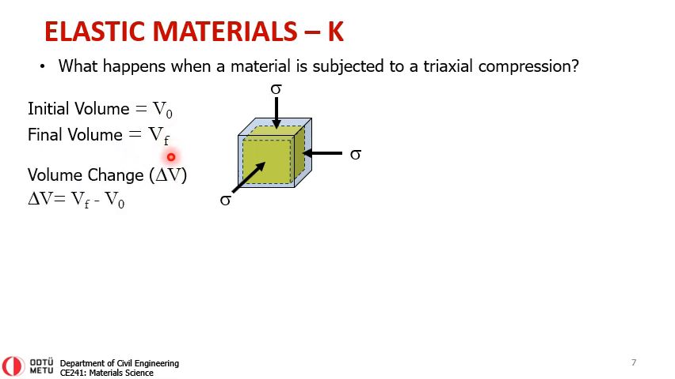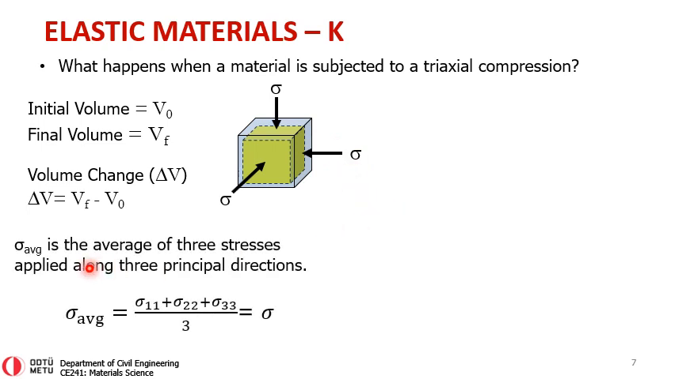So what's the change in volume? It is delta V. Delta V is the change in volume, which is final volume minus the original volume, the initial volume. And note that this will give you a negative number. So pointing out that the volume change is negative, meaning it has decreased in volume. And note that these compressive stresses are often expressed with a negative sign.